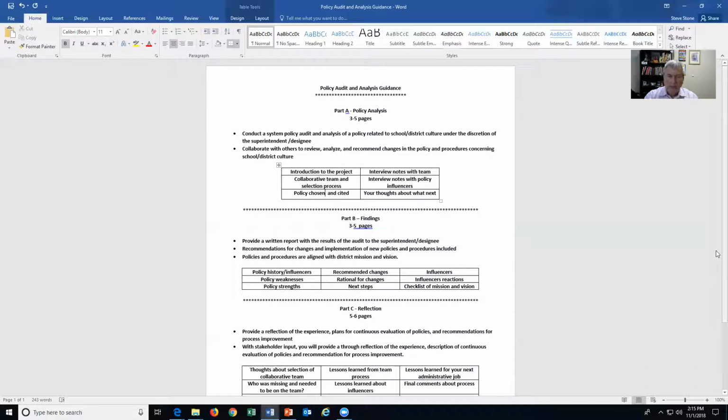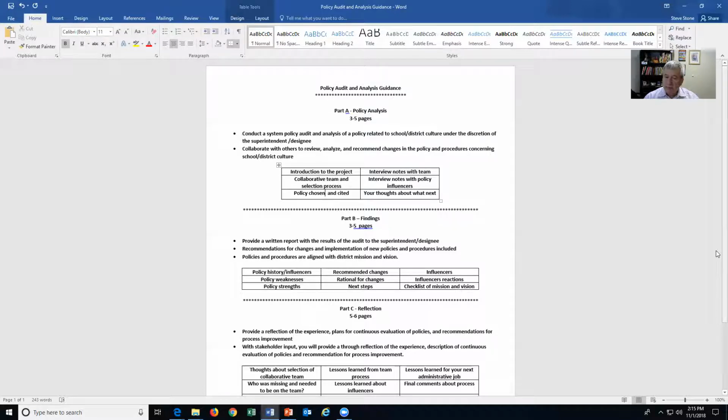Well, not really. Part B is probably the bulk of the hard work. Part B is your findings. And again, I'm recommending at least 3 to 5 pages. Your 3 bullets straight from the manuals about what's needed and from the rubric. It has to be related to your district mission and vision, of course. You've got to make recommendations for changes, and you've got to have a written report that you are actually going to sit down with your designee and share the findings of the audit report.